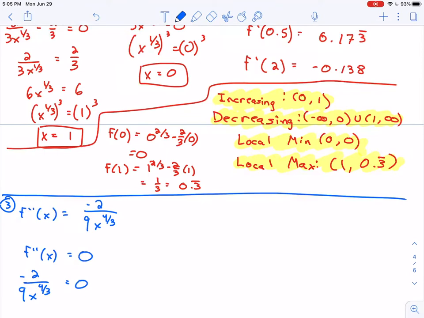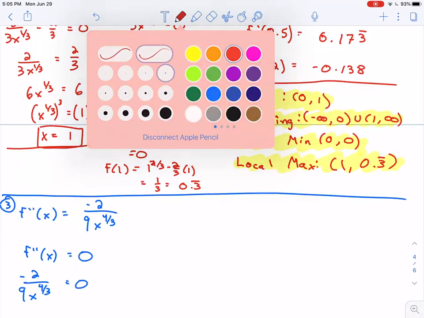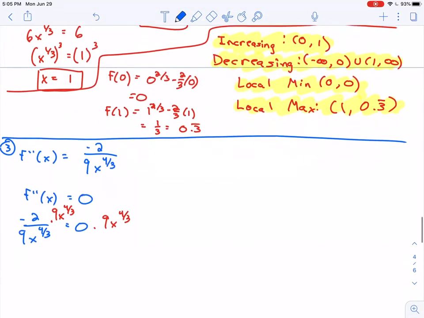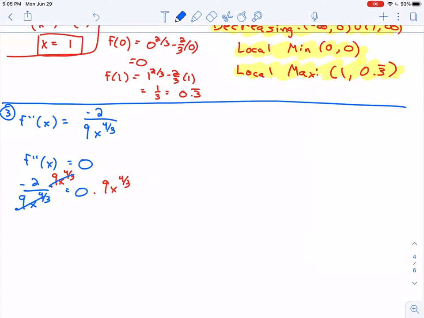If I want to solve this equation, I can't do it with this power of x in the denominator. So I'd have to multiply both sides by 9x to the 4/3. Look at what happens on the left-hand side. These two will just cancel. I'm left with negative 2. On the right-hand side, well, 0 times anything is just 0. So I should just have 0. Last time I checked, negative 2 is not equal to 0, which means that this equation has no solutions.